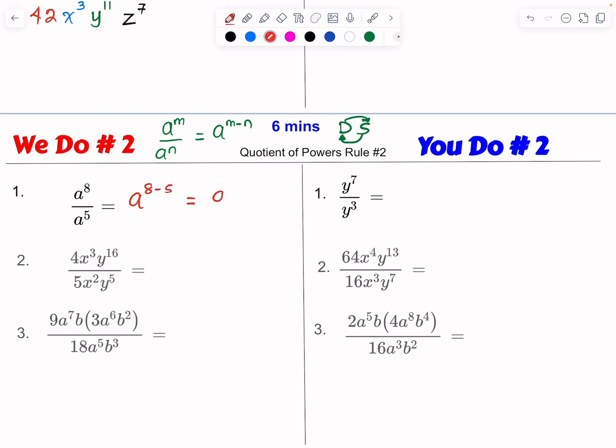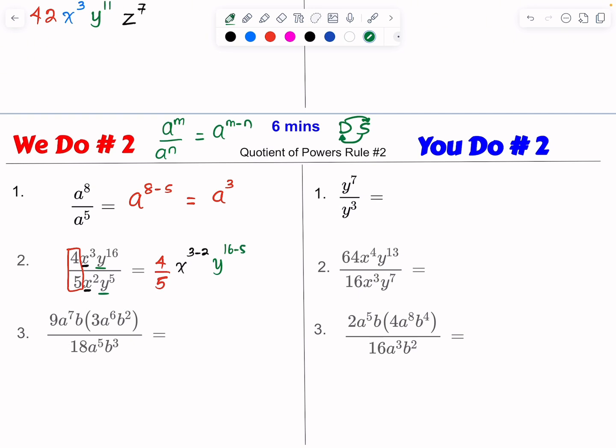What do I have? 8 to the power of 3. Now, what about the second one? The second one, I have a constant. So for that constant, I want to leave it like that. So I leave my constant like that. And then I have my x, and then I have x right here. They are dividing each other. So I am going to subtract. And then I have y. They are dividing each other. Then I am going to subtract.